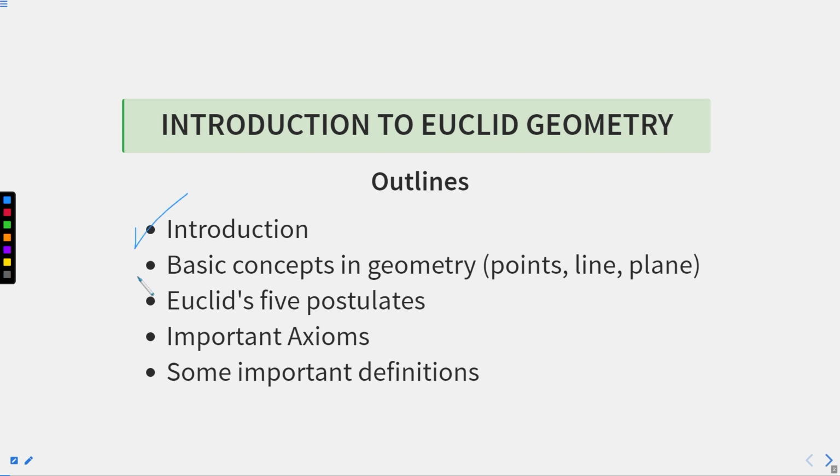First, the introduction. We will cover the introduction and then basic concepts in geometry, the definitions defined by Euclid, the points, lines, plane, and then Euclid's five postulates, and then important axioms Euclid took, and then some important definitions which are very important from the perspective of geometry, or to be specific, Euclid's geometry.